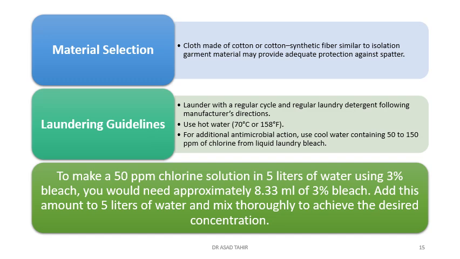Laundering guidelines. Launder with a regular cycle and regular laundry detergent following manufacturer's directions. Use hot water, 70 degrees Celsius or 158 degrees Fahrenheit. For additional antimicrobial action, use cool water containing 50 to 150 ppm of chlorine from liquid laundry bleach. To make a 50 ppm chlorine solution in 5 liters of water using 3% bleach, you would need approximately 0.33 milliliters of 3% bleach. Add this amount to 5 liters of water and mix thoroughly to achieve the desired concentration.